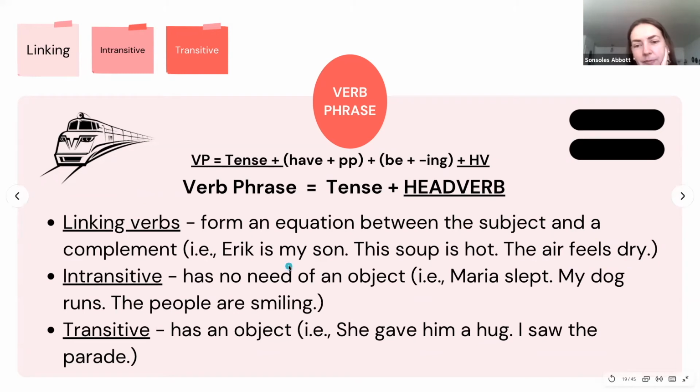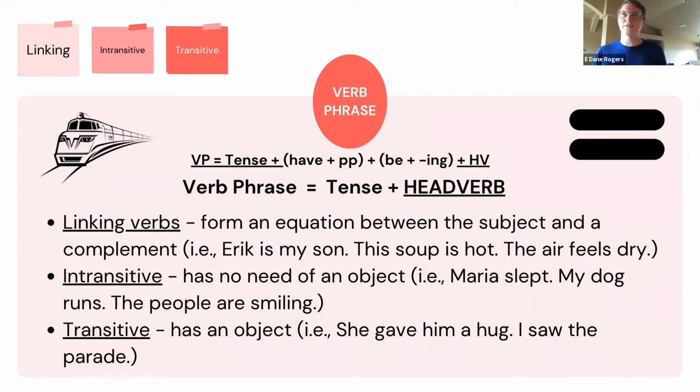Seems, exactly. Then we have intransitive. We have one basic form of the intransitive. It has no need of an object. So I can put an object, but without an object, it still functions grammatically. For example, Maria slept, my dog runs, the people are smiling. These have no need of an object to form a complete thought.